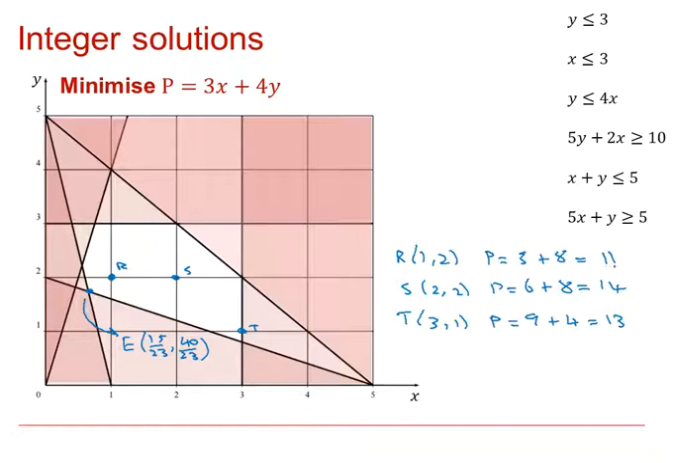And we can see the minimum solution is 11, which is the vertex near to E, but there's no harm in checking the others, but it should be the vertex near E. So our optimum solution here would be P is 11, and that happens when we have integer solutions x equals 1, y equals 2.